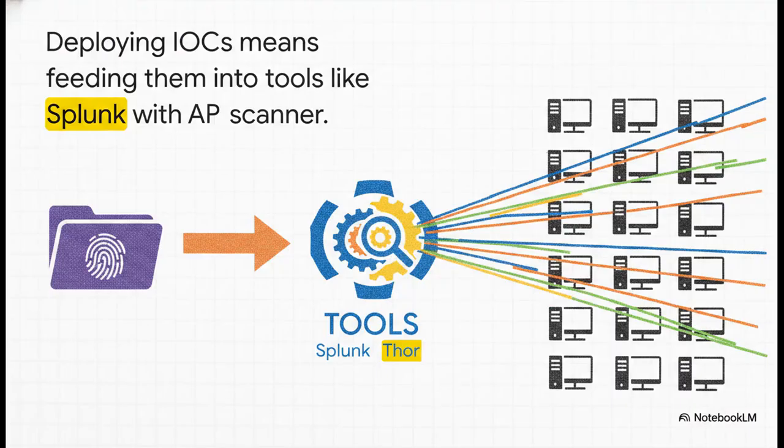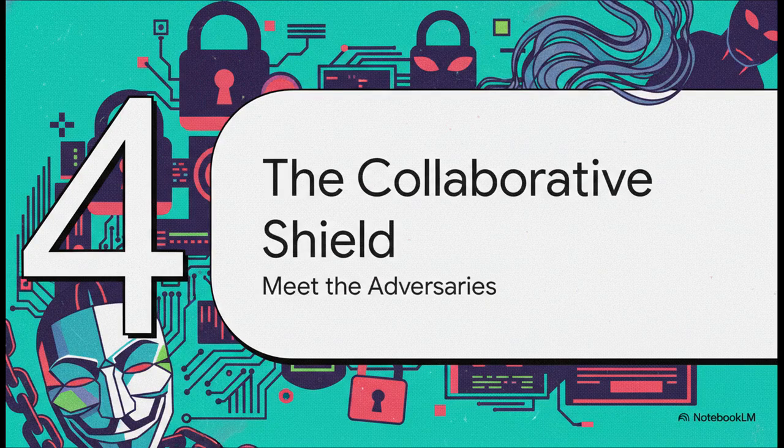And that last step, deploying, what does that actually mean? It means you feed those IOCs, the file hashes, the IP addresses, into these super powerful security tools. For example, a system like Splunk, working with a Thor APT scanner, can take those clues and automatically scan an entire company network, looking for any sign of that specific threat. And this isn't just theory. This is the collaborative shield in action. This exact process is used every single day to track some of the most sophisticated cybercrime groups in the world.